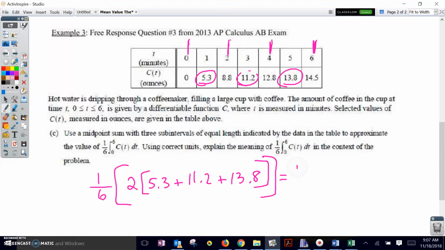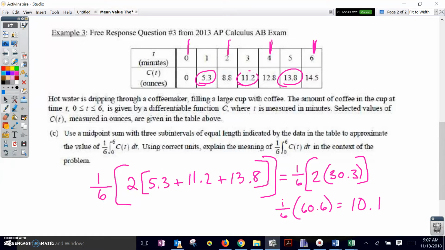And then I'm going to do all of this calculation. And let's see, that's 25, that's 30.3 when I add all those up. So it's 1/6 times 60.6. And that's 10.1. And now I'm supposed to use correct units.